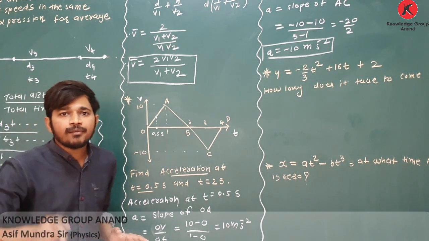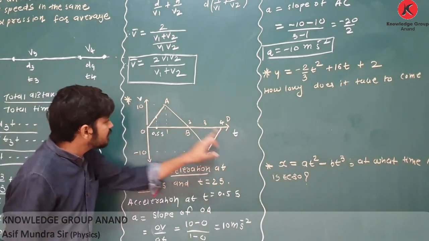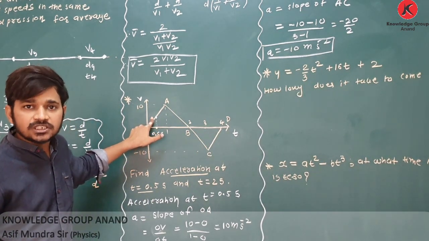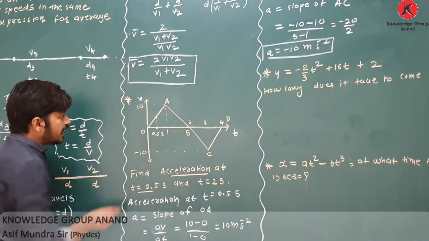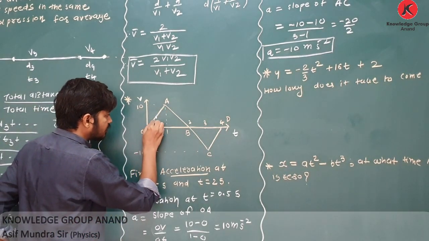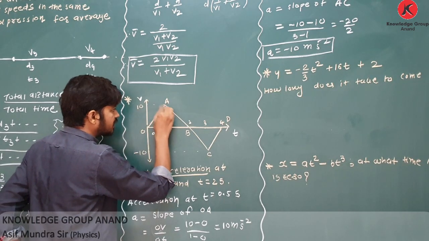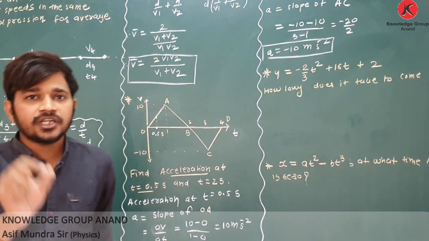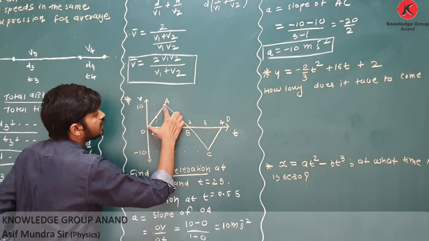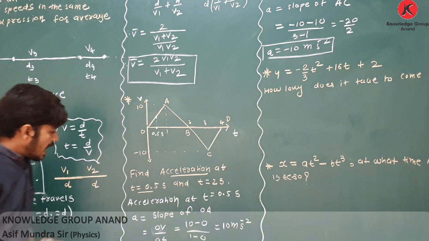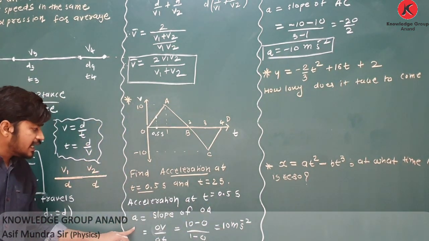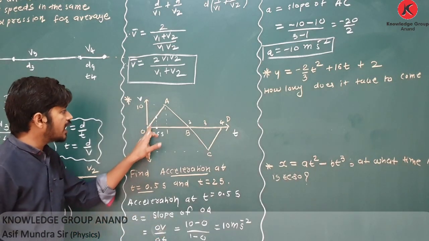Now if you remember VT graphs, whenever a VT graph is a straight line, acceleration is constant. It means if this OA line is a straight line, the value of acceleration is the same at every point and is equal to the slope of line OA. So, acceleration at time t equal to 0.5 second, a, is equal to the slope of line OA.